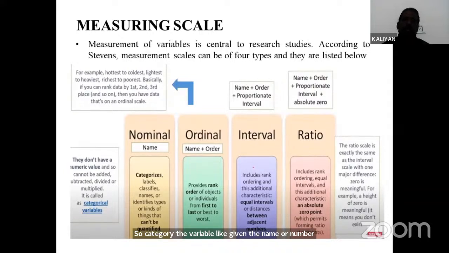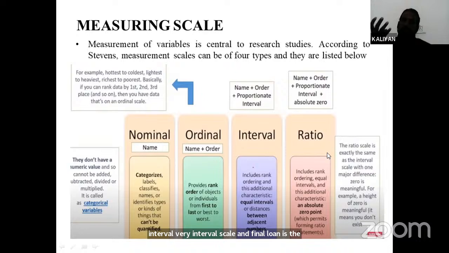And ordinal means it combines the name or classification plus order. We give ranks for those variables; that is the ordinal variable. Interval variable is name plus order plus proportionate interval. A particular interval will be in that variable, like 10 to 15, 15 to 60, 15 to 70. There is an interval between the two values. That is called the interval scale.